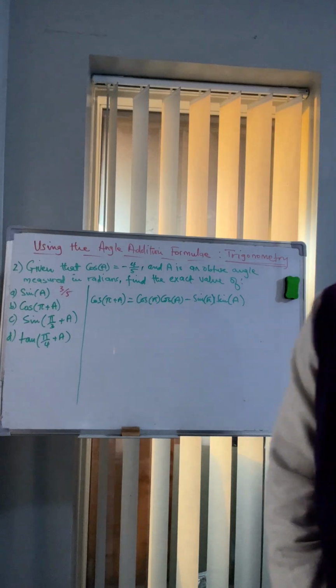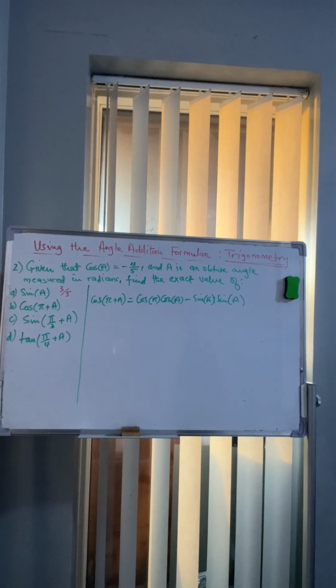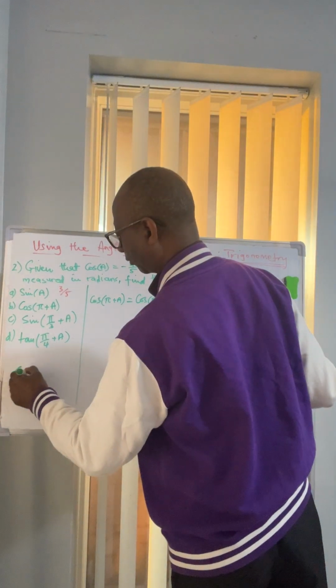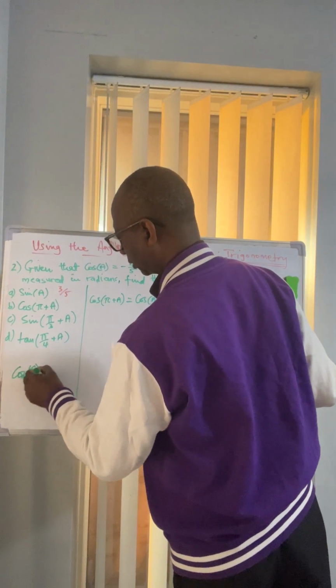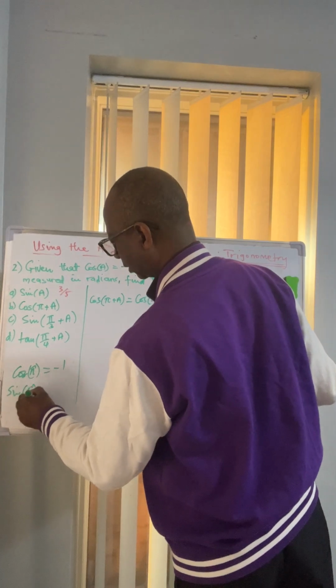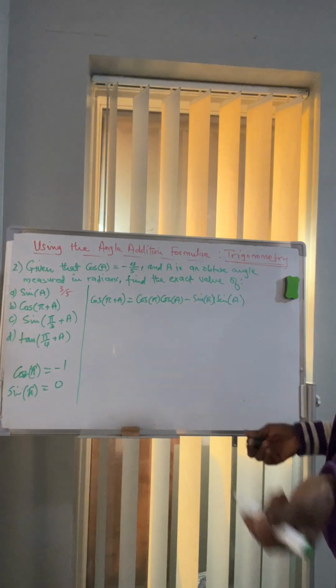What is the cosine of pi? It's something we should know. Cos pi is -1. You know that. The cosine of pi is always -1. The sine of pi is always 0. These are things you should know.